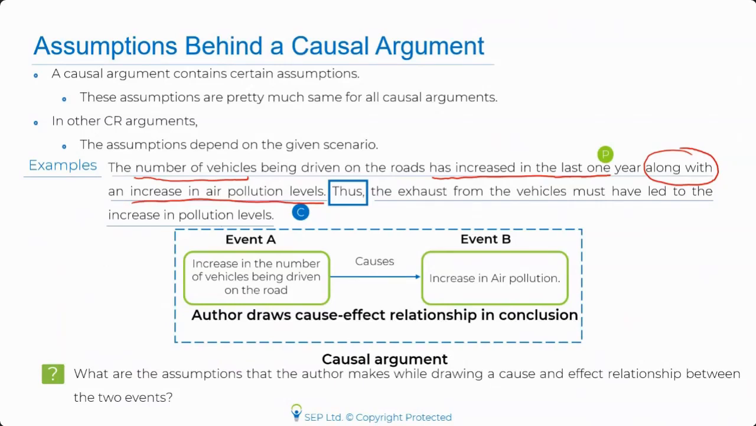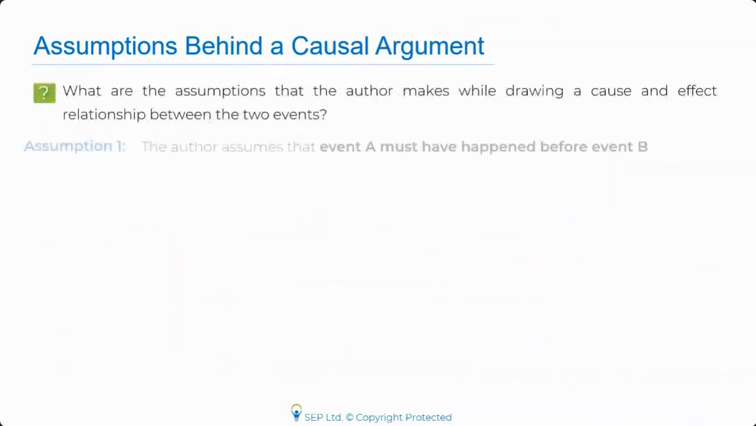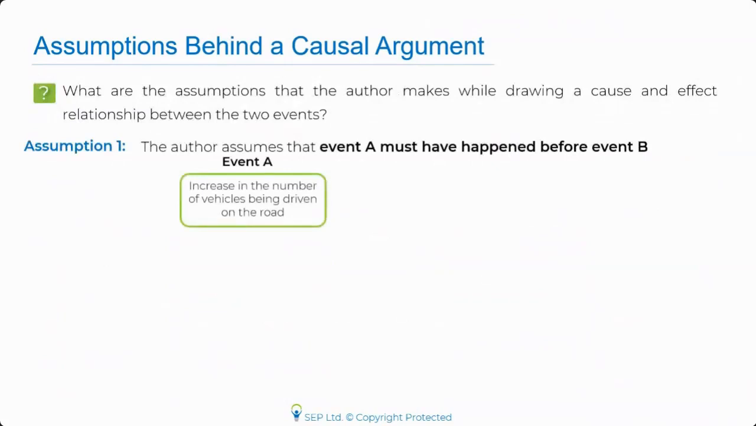Assumption one. The author is assuming that event A must have happened before event B, right? That's not given in the argument. So this is an assumption. If event A did not take place before event B, then we cannot draw a causal relationship. Therefore, there is an assumption that event A must have happened before event B.